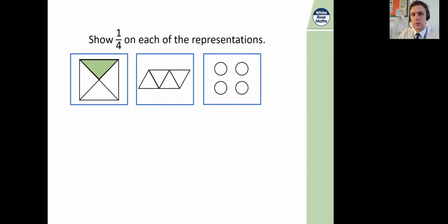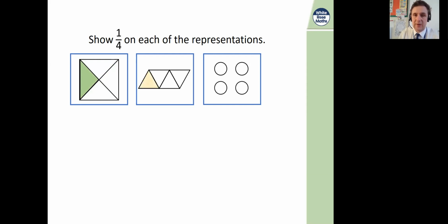Maybe you showed a quarter that way. Maybe you showed it that way. Perhaps you showed it that way. Or even like that. Well, you know what? If you showed one of those, you are right, because they are all quarters. Okay? It's not one more important than the other. As long as you showed one part of 4, you've shown a quarter.